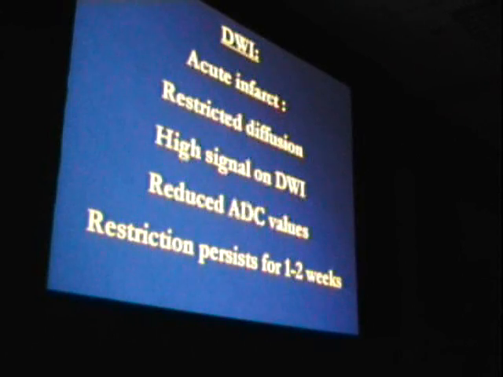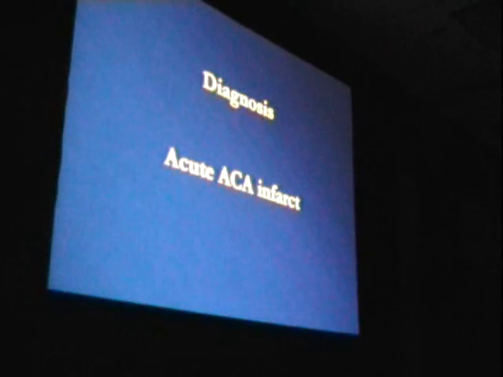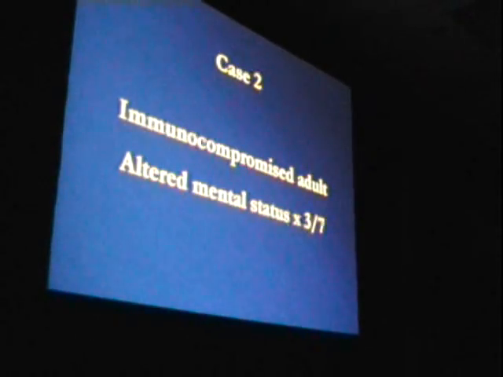So just to recapitulate diffusion-weighted imaging, an acute infarct should have restricted diffusion. This should show high signal on the diffusion-weighted images and reduced ADC values. Restricted diffusion lasts up to 1 to 2 weeks, at which point the diffusion may normalize compared to brain parenchyma. So you need to also correlate with the time of symptom onset. So, ACA infarct. Okay, next case is an immunocompromised adult with altered mental state.